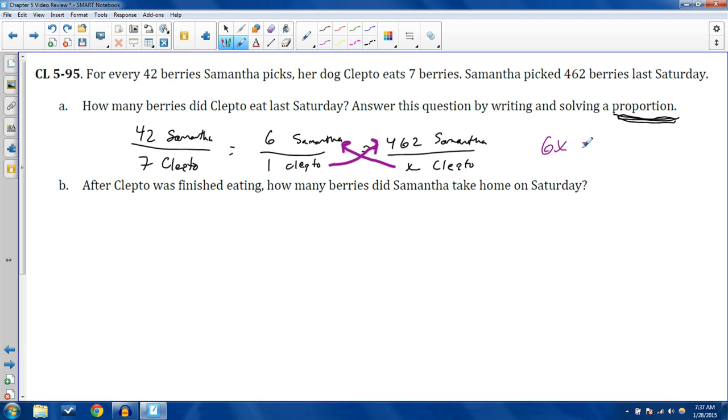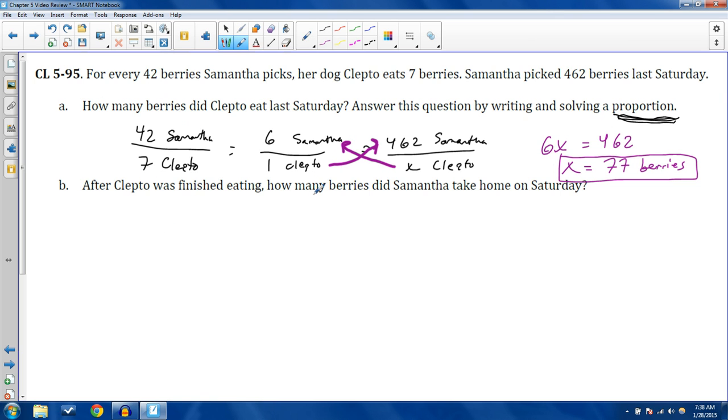6 times x equals 462 times 1. Now notice, you would have had to use a calculator for that part. Divide both sides by 6. I don't have a calculator in front of me, actually. That's why this is a problem. So I know that 420 is 6 times 70, and there's 42 more after that, so this must be 77. That's one of those number talk things, right? So Klepto would have eaten 77 berries if Samantha picked 462. Klepto is eating a lot of berries.